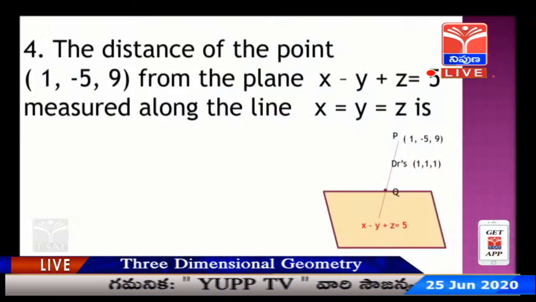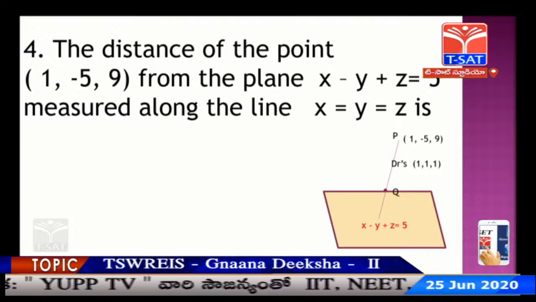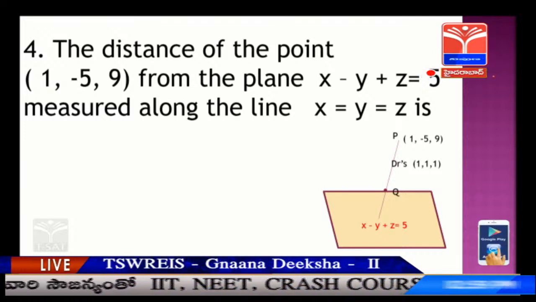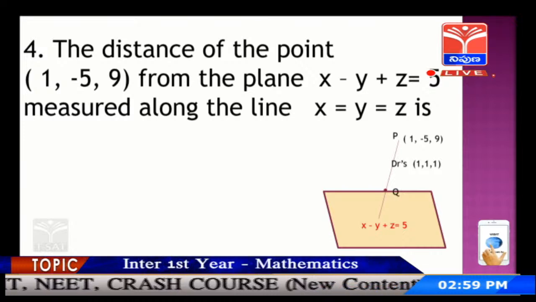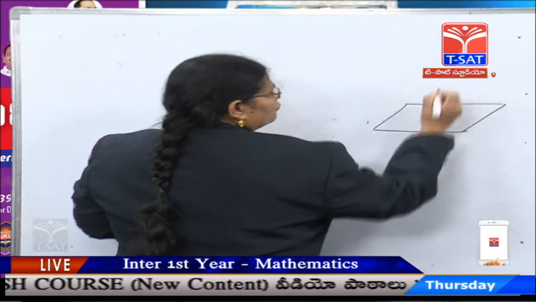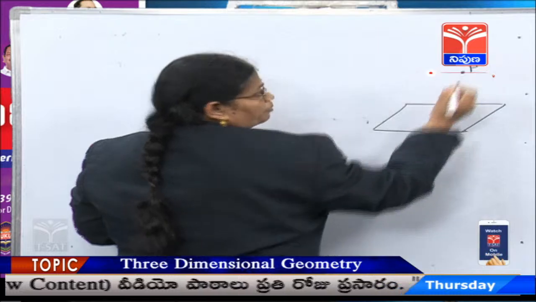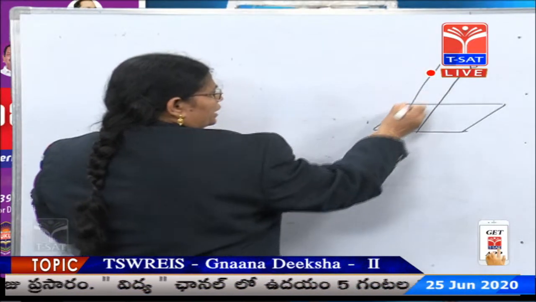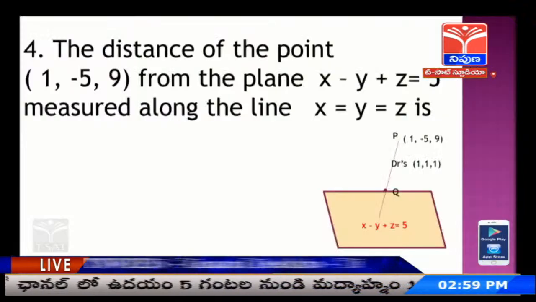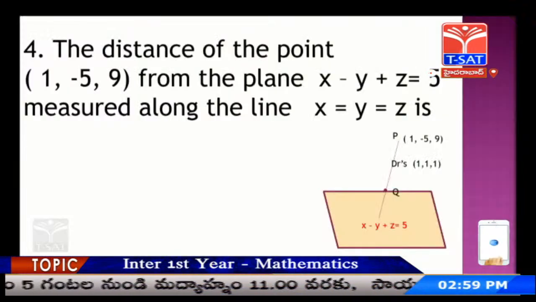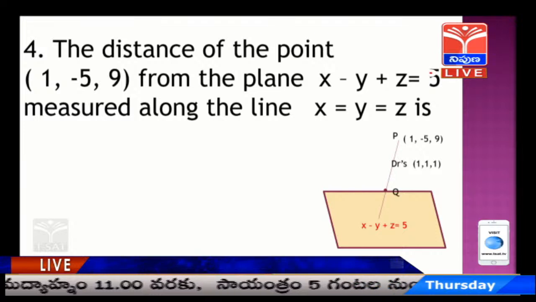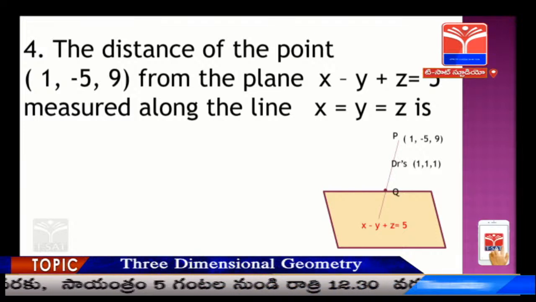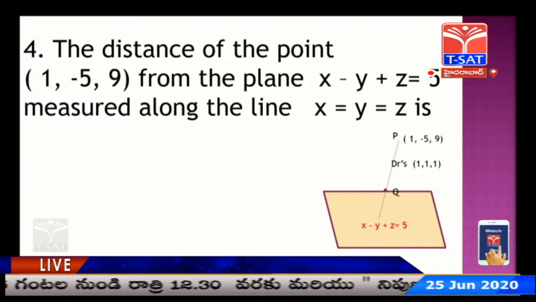The distance of the point from the plane measured along the line. You are given a plane, and you have to find out the distance of a point P from the plane which is measured along the line. You are given one more line which is x equal to y equal to z. The point P is (1, minus 5, 9).